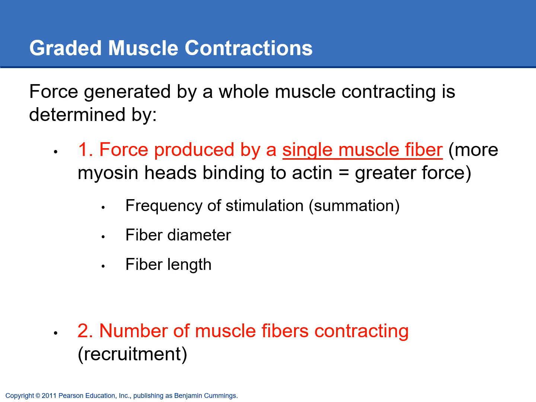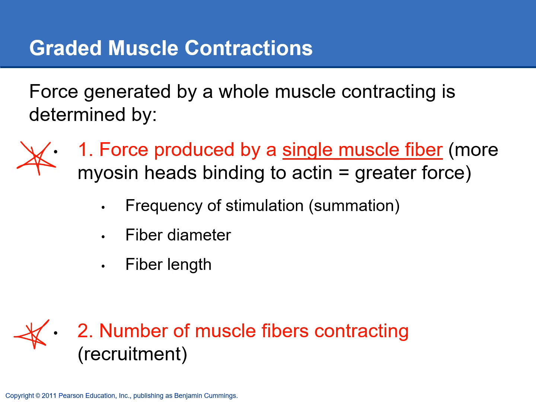So the amount of force generated by a whole muscle contracting is determined by two different things. This would be important to remember. It's determined by the force produced by a single muscle cell, and the more myosin heads that bind to the actin, the more force you're going to generate. This depends on the frequency of stimulation of the muscle cell, the fiber diameter, and the fiber length. And then it also depends on the number of muscle fibers that are contracting, also called recruitment.